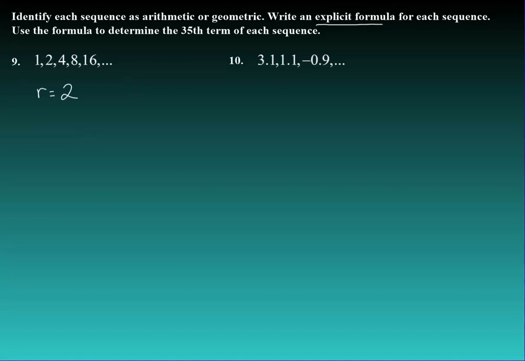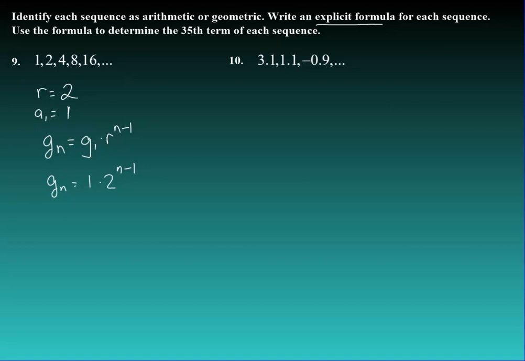With explicit formulas, we also need to know the first term, which is 1, and that is it. So g sub n is equal to g sub 1 times r to the n minus 1. That's our explicit formula. So g sub n is equal to 1 times 2 to the n minus 1.